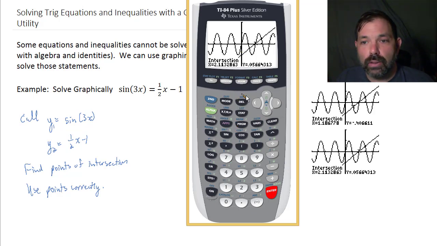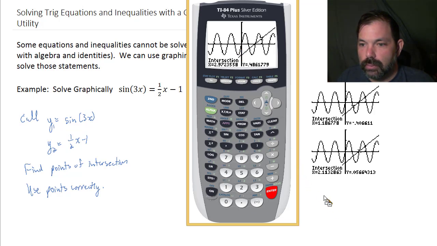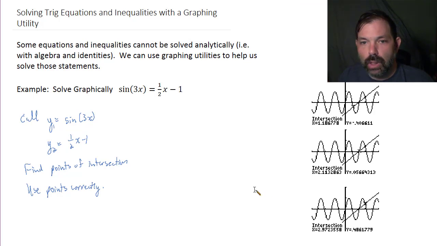And finally, let's find the 3rd point of intersection. Calc, 5th option, move my cursor. The y1 is the sine 3x. The y2 is the 1/2 x minus 1. And then move my cursor near the point of intersection. Here's the 3rd point of intersection. And so here's my 3rd intersection. And I'll drag this over to the screen. So there are 3 points of intersection.